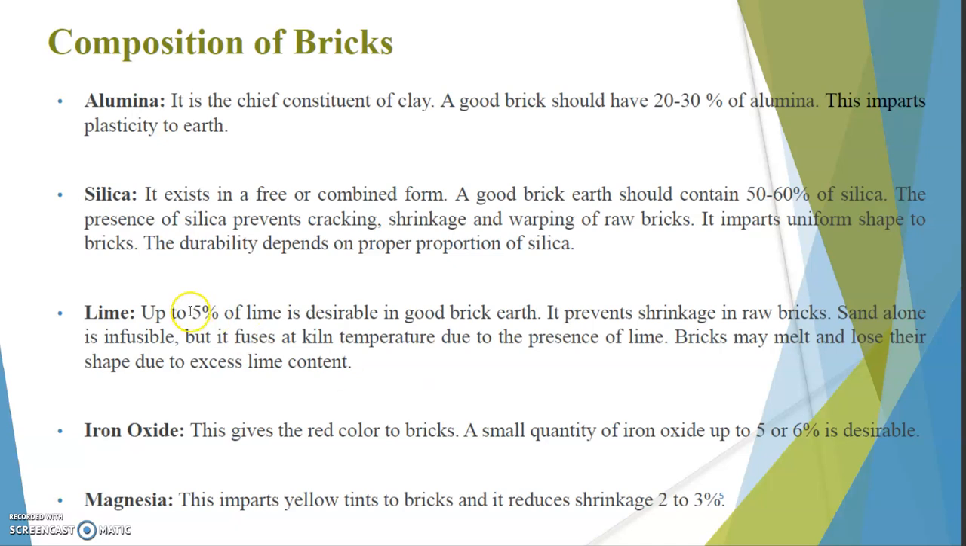So 5 percent of lime is desirable in good brick earth and it prevents shrinkage, as we have told. Lime is used to fuse all the mass of the brick into a single mass as the final output during the clean temperature while the burning is happening. We will see it at a later stage. So what is the criterion? Bricks may melt and lose their shape due to excess lime content. That is the thing.